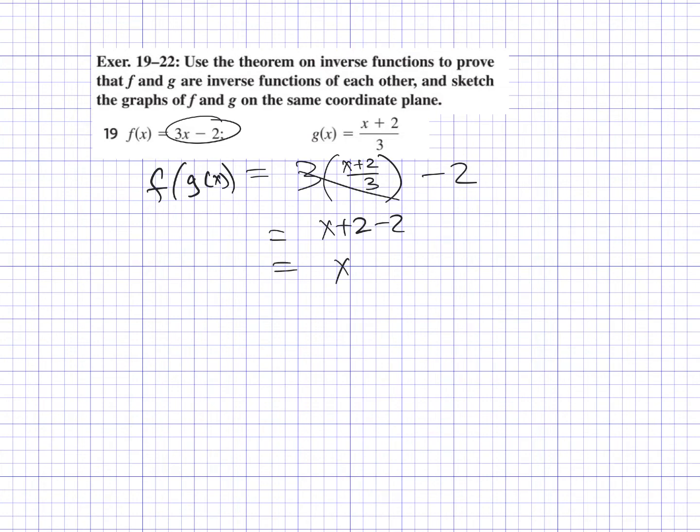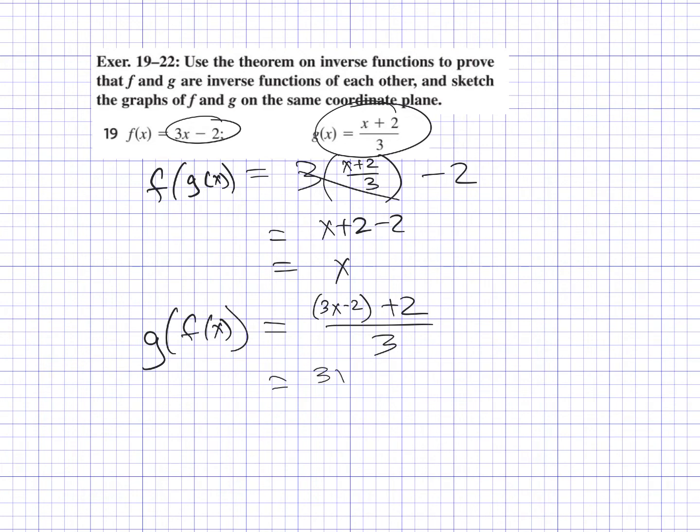All right, well, let's do g of f of x and see what we get. So this is g of x, so x is going to be 3x minus 2, that's your f of x, plus the 2 over 3. All right, so the minus 2 plus 2 is gone. You get 3x over 3, and you get x. If you get x's for both, and you do have to do both, then they are inverses of each other.